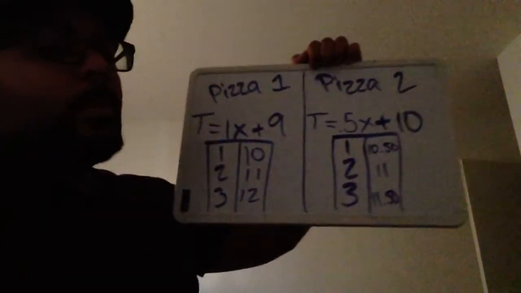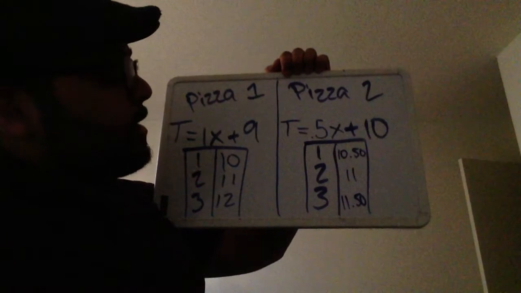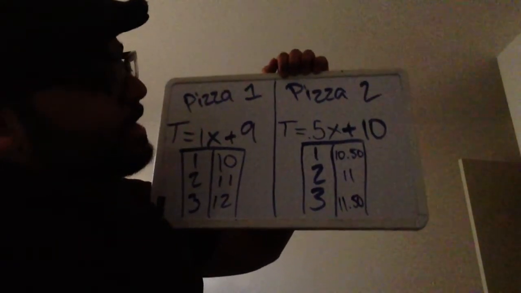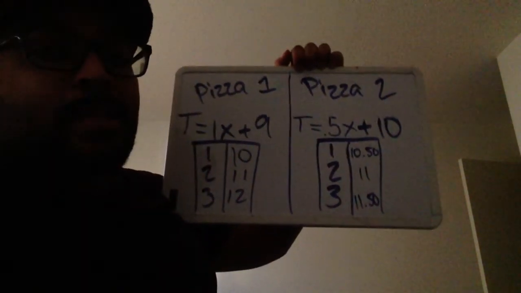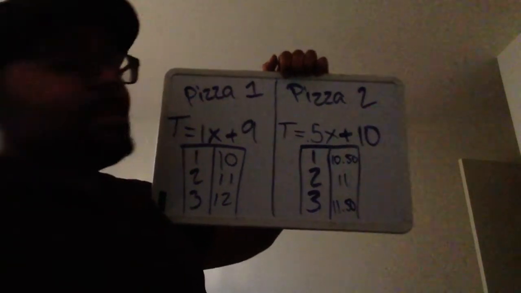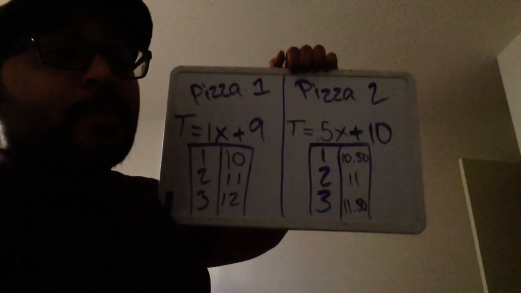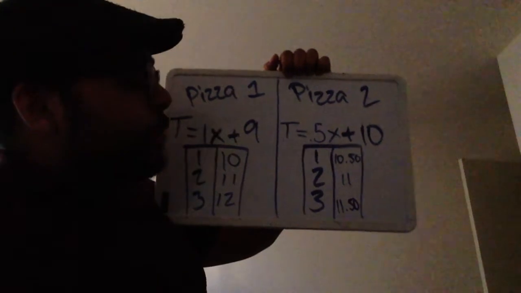So if you look at it, pizza place number 2, if you get 3 or more toppings, is actually going to be cheaper than pizza place number 1, despite pizza place number 1 having a cheaper initial value. This is why it's important to know.